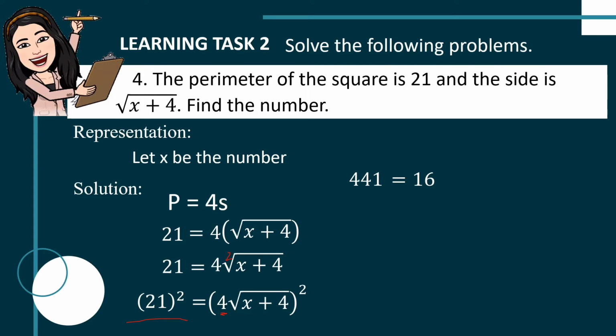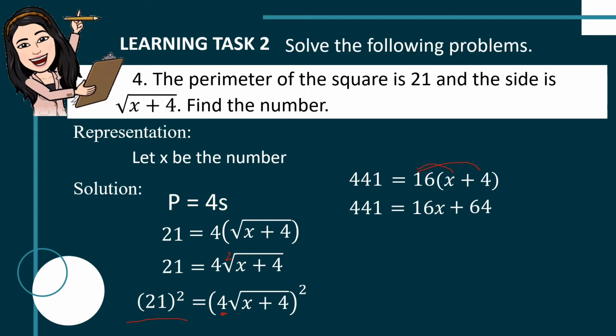4 times 4 is 16. How about the square root of x plus 4 quantity squared? Okay, very good. That is x plus 4. Now, simplifying, this will be equal to, what is 16 times x? 16x. We just apply the distributive property. 16 times positive 4, that is equal to positive 64.